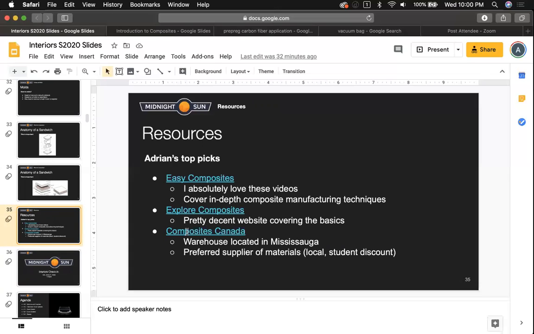My last resource is Composites Canada, and they're a warehouse and a vendor we use. They're located in Mississauga. They have a pretty okay looking website that's relatively easy to navigate, and they provide a really great student discount for us. They're relatively local, as opposed to having to get things shipped across Canada, or even from the US. So whenever we try to do composites, we always check Composites Canada first to get a rough idea on pricing, and if possible, we'll buy from them to get a price discount and get it in a relatively short amount of time.